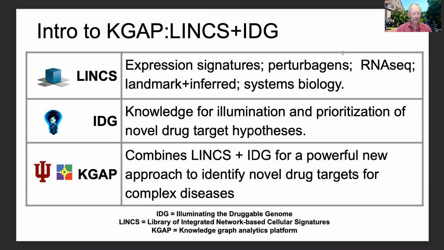NIH programs LINCS, Library of Integrated Network-Based Cellular Signatures, and IDG, Illuminating the Druggable Genome, have generated rich open access data sets for the study of the molecular basis of human health and disease. LINCS expression signatures provide unbiased transcriptomic and genomic experimental evidence. IDG provides compiled and curated knowledge for illumination and prioritization of novel drug target hypotheses. We believe that together these resources can support a powerful new approach to identifying novel drug targets for complex diseases.